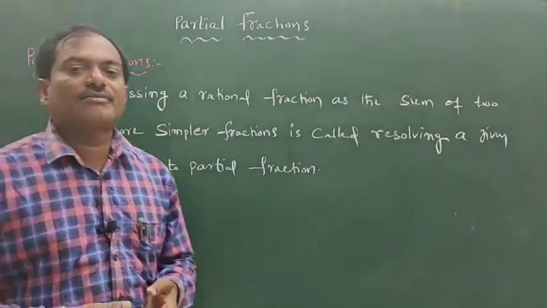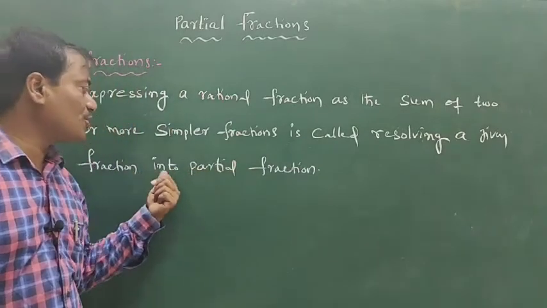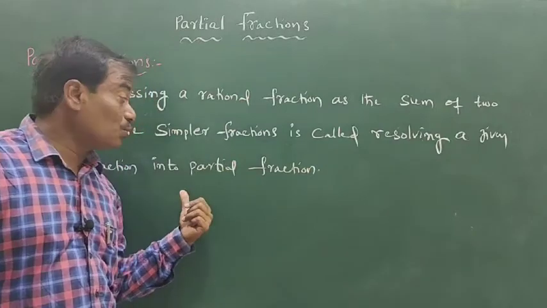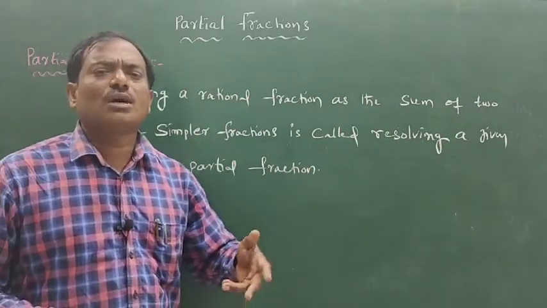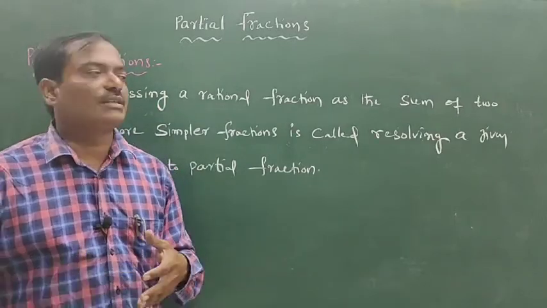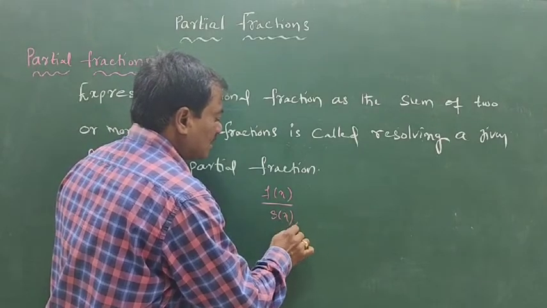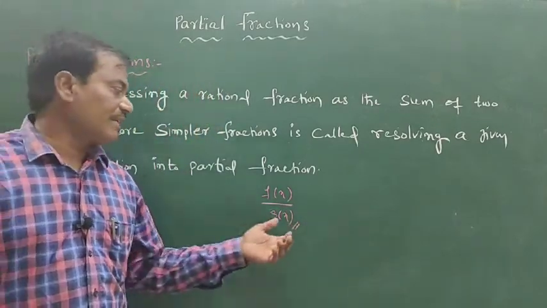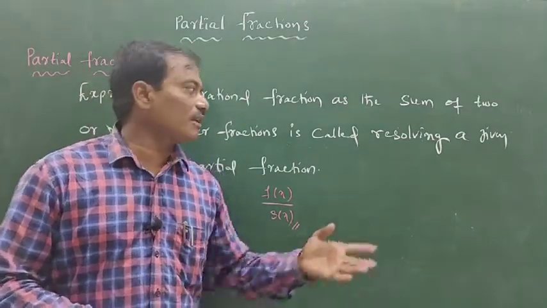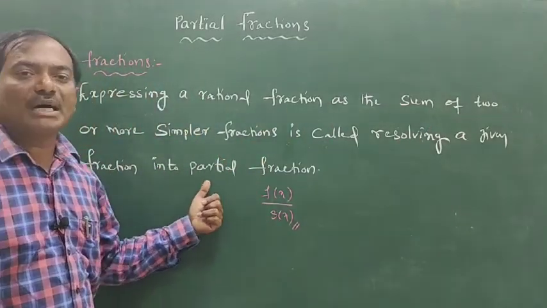In the next class we have to discuss the methods of resolving the given fractions into partial fractions. We have two or three methods. They depend on g of x: in the given rational fraction we have the numerator and the denominator, and this is the denominator. Based on the denominator we have the methods. In the next class we will discuss the methods of resolving a rational fraction into partial fractions.